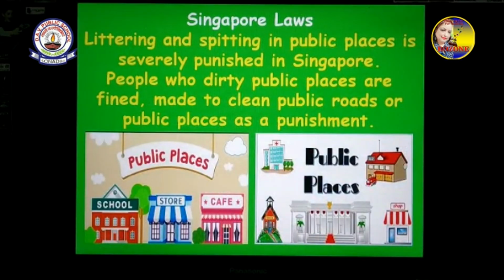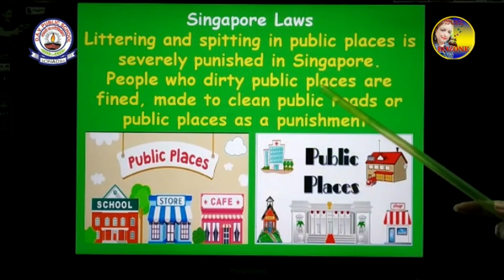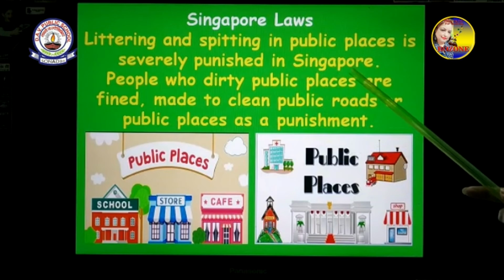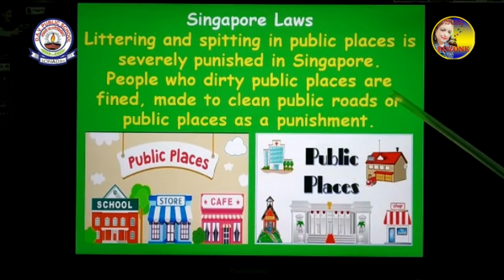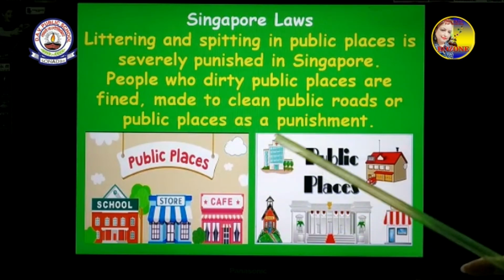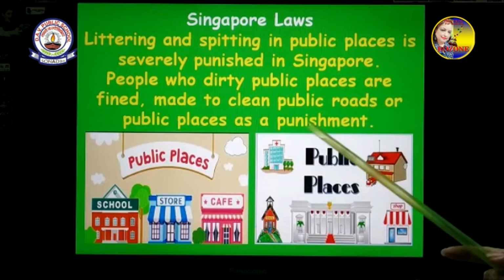Now you see, in many countries they have very strict laws, but in your book, Singapore laws, in Singapore, what type of punishment is given to people? Littering and spitting in public places is severely punished in Singapore. Severely means very bad, and very strict punishment is given to the people. People who dirty public places are fined. They have to pay a big, huge amount, 5,000, 10,000 rupees, like that. They have to pay if they are littering or dirtying the public places.